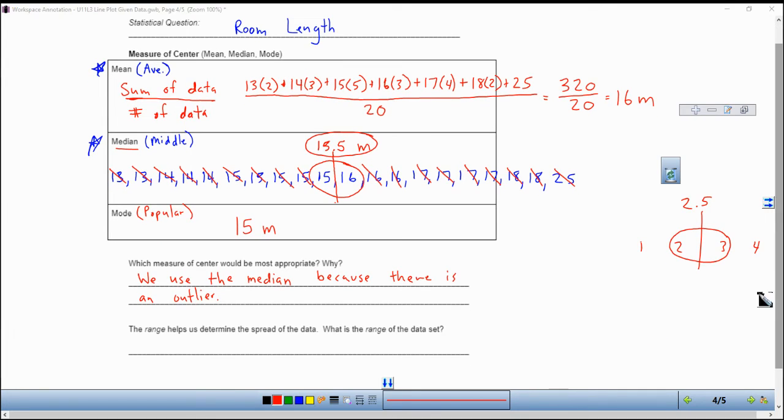Let's talk about range. The range helps us find the spread. So what's the range? The range is the greatest number minus the least. That tells us, again, how spread out it is. The greater the range is, the more spread out it is. So the greatest number is 25, and the least is 13. So we're going to do 25 minus 13, which is 12 meters is the range. That's the range of guesses from the greatest to the least. And that will show, again, the spread. So the range and the spread kind of go together a little bit.